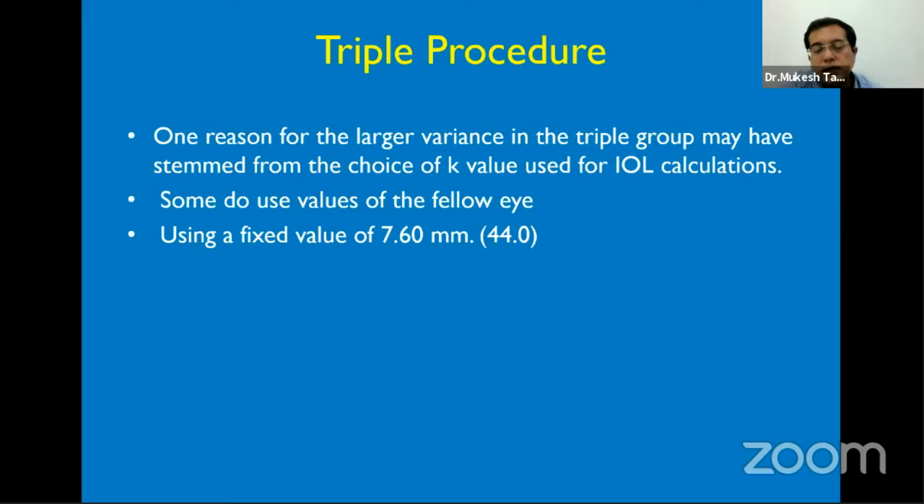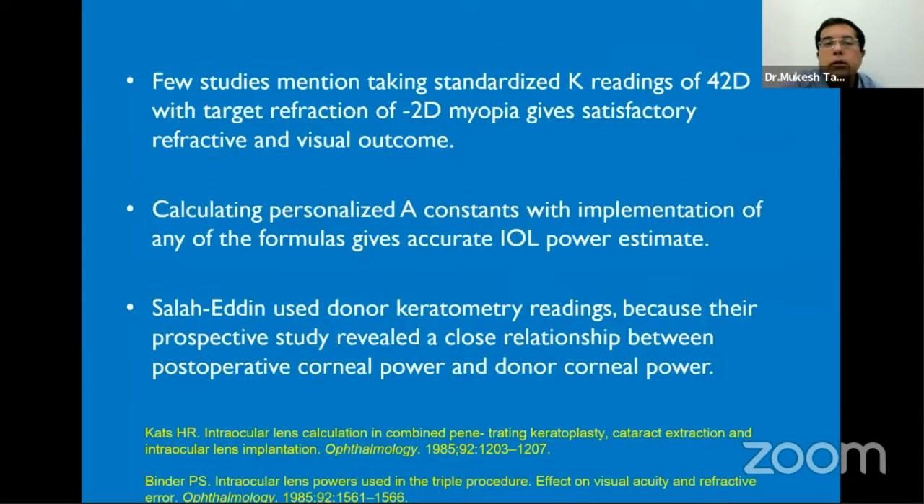In many situations you may have a proper keratometry reading available in the other eye or the fellow eye, which you can use for calculating the IOL power. However, if there is no significant or a regular reading in the fellow eye, then you may end up using a standard K, which we routinely take as 44 diopters.